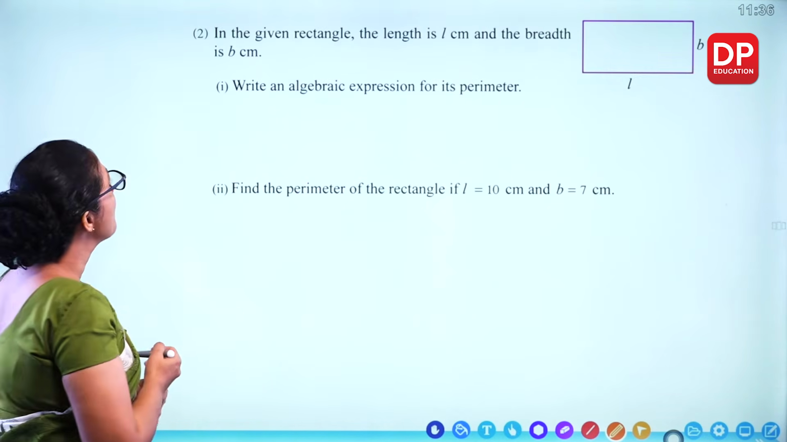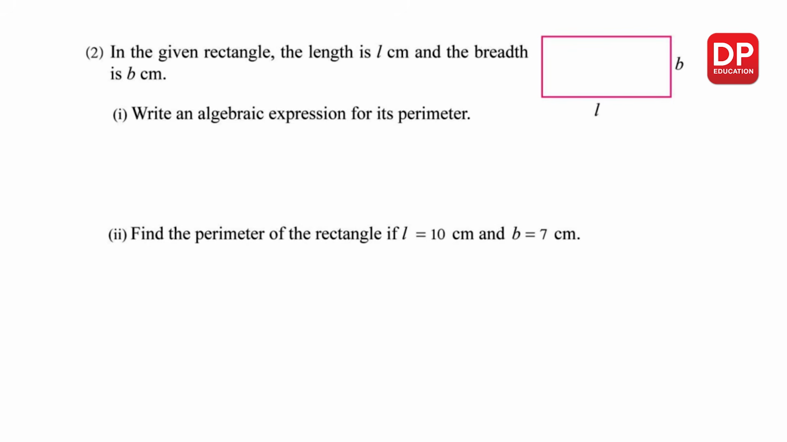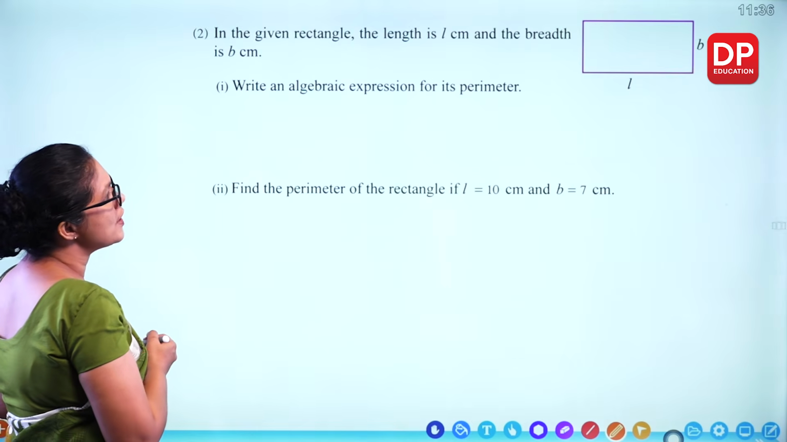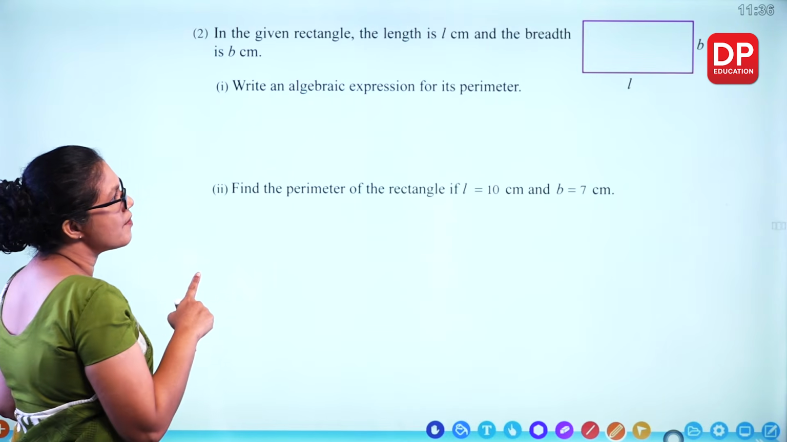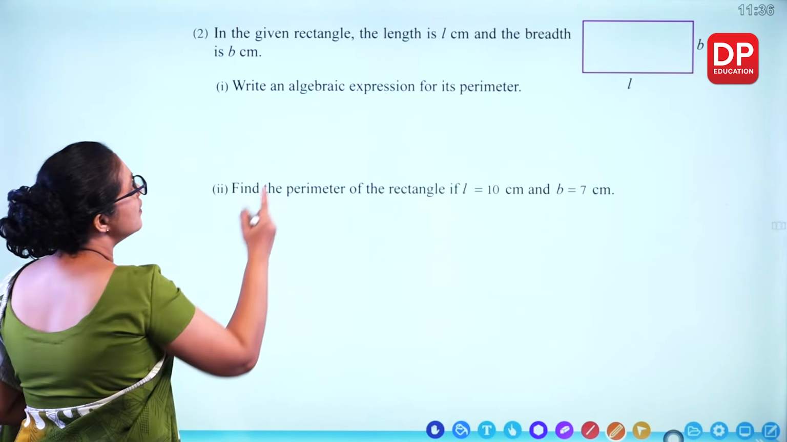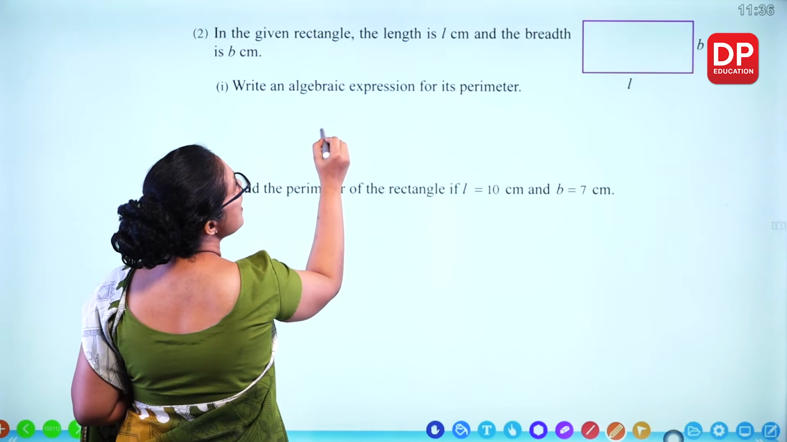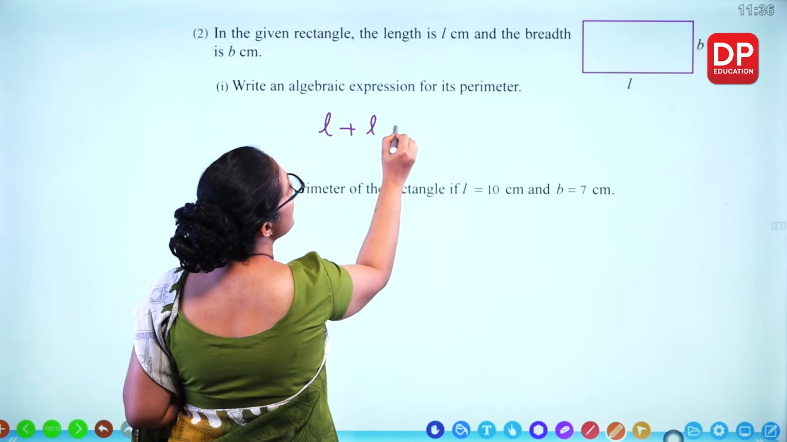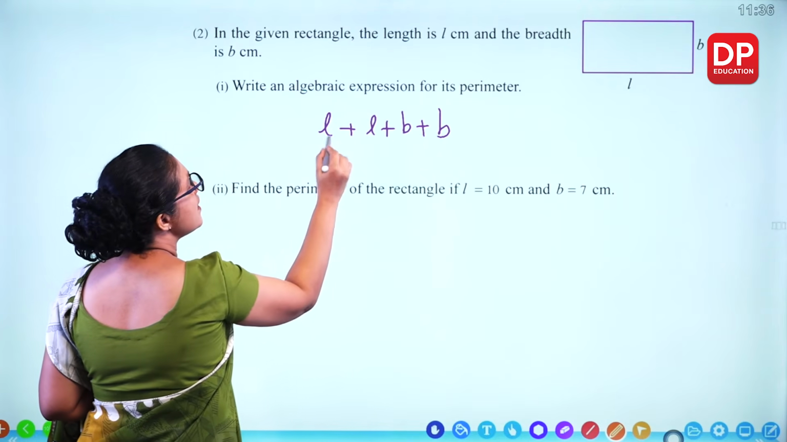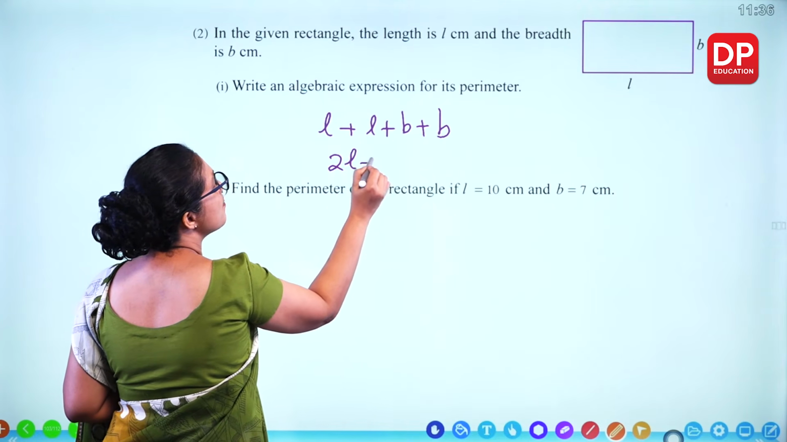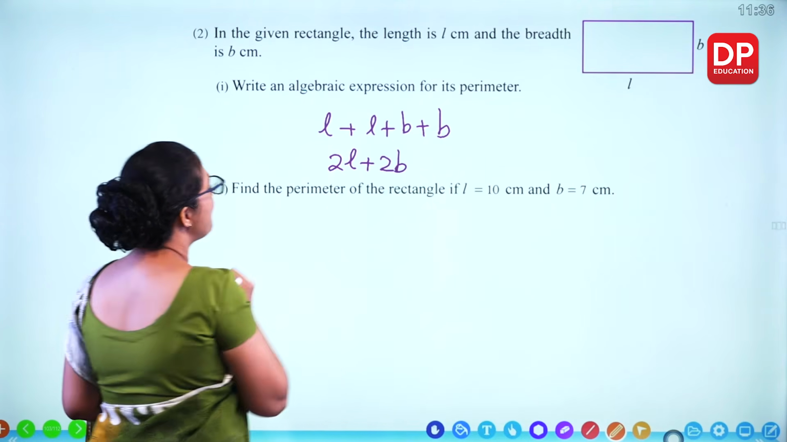Question number 2. In the given rectangle, the length is L, breadth is B. Write an algebraic expression for its perimeter. Perimeter means adding all sides around the figure. So perimeter is L plus B plus L plus B. When you add like terms, 2L plus 2B.